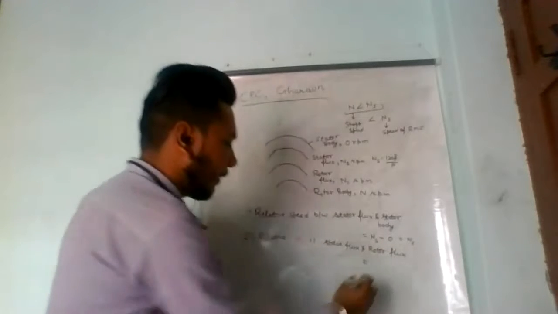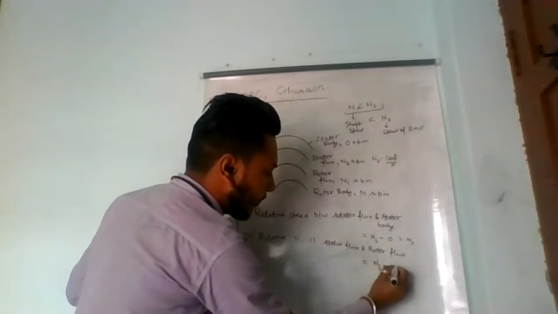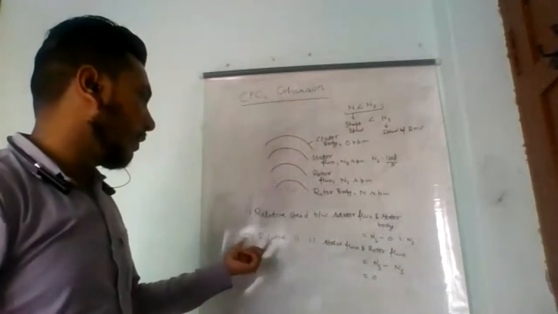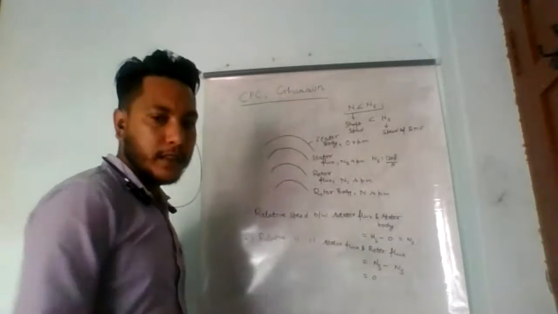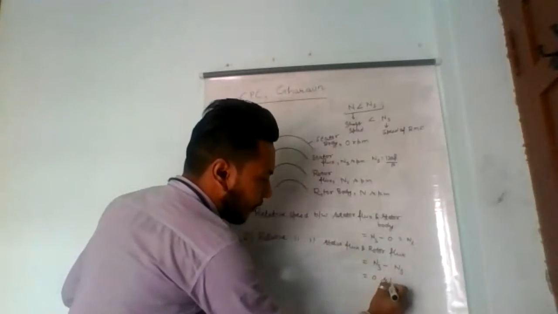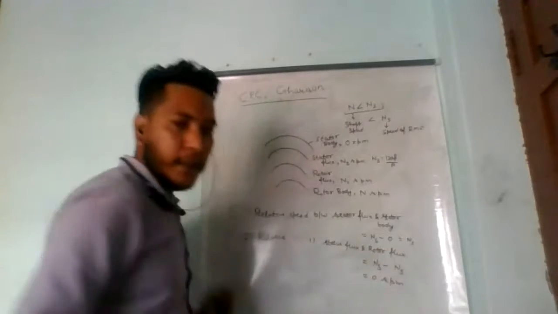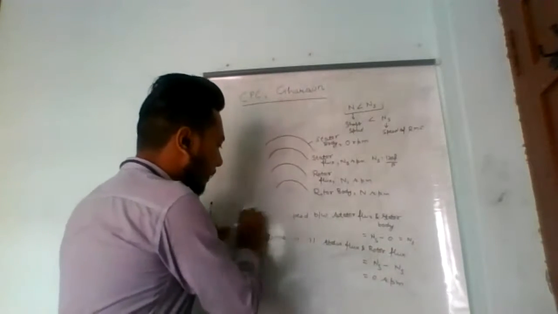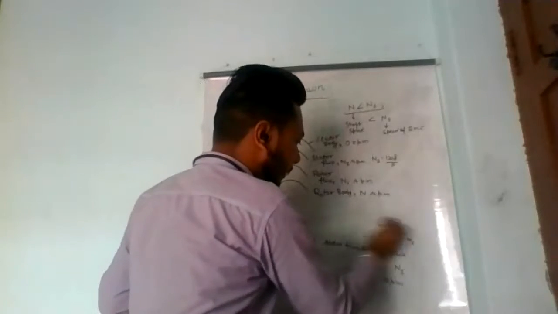Second, what is the relative speed between the stator flux and the rotor flux? The stator flux speed is ns and the rotor flux speed is also ns. So the relative speed of the stator flux and rotor flux is equal to 0 RPM.